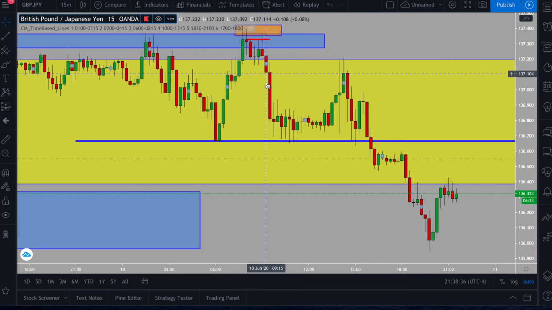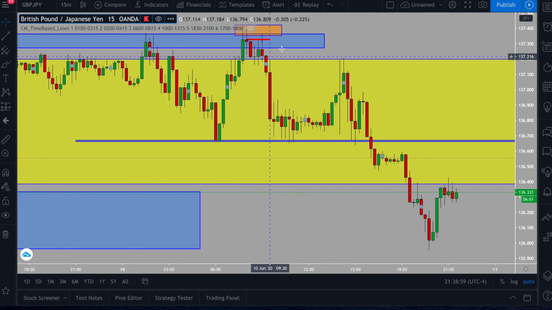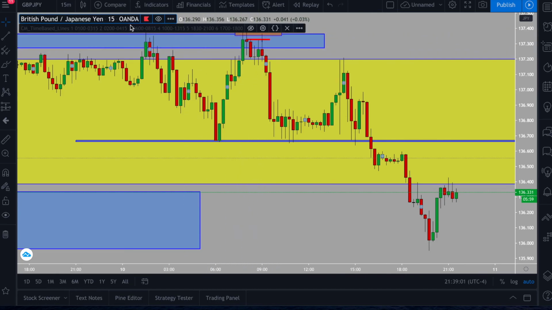So price continued to drop down. However, these candles right here from this one on didn't exist before I entered this trade. So what I was looking for was to make sure that price was transitioning at this area on smaller time frames, which would give me more confirmation that price will indeed be falling at this area.